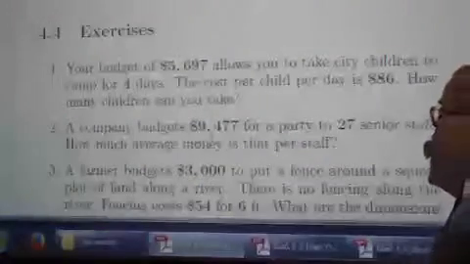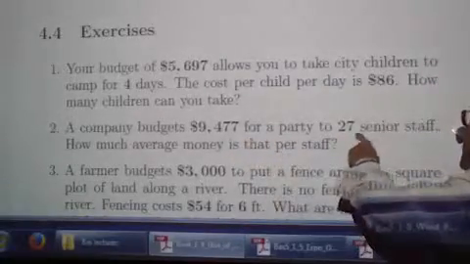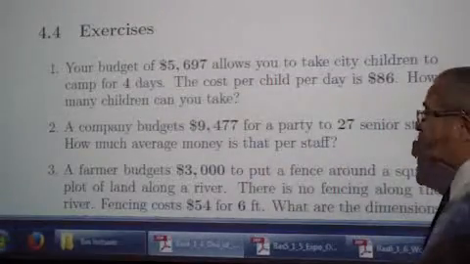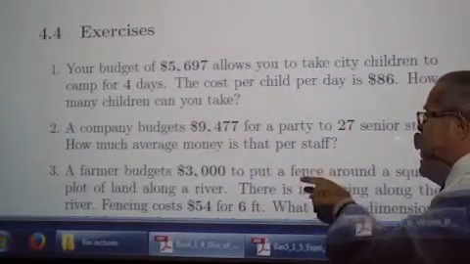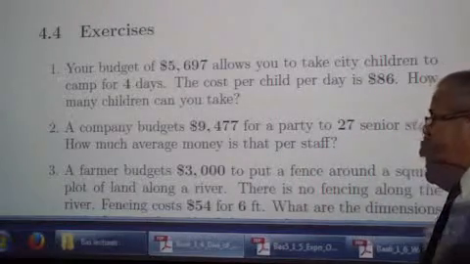A company budgets $9,477 for a party to its 27 senior staff. How much average is that per staff? $9,477, 27 staff, 27 people.